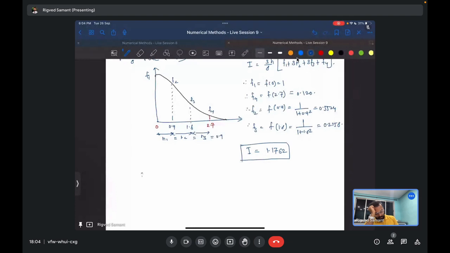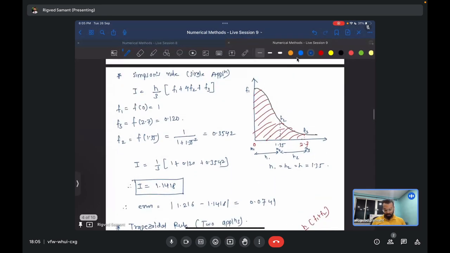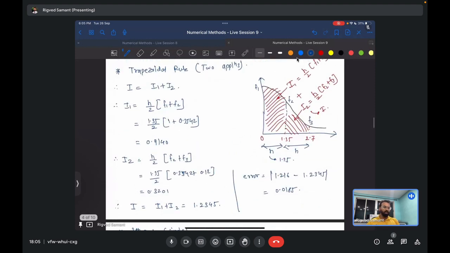Therefore, the error would be 1.216 minus 1.176, which is 0.0398. So even with Simpson's rule, compared to applying the trapezoidal rule twice, you will get a better result here.